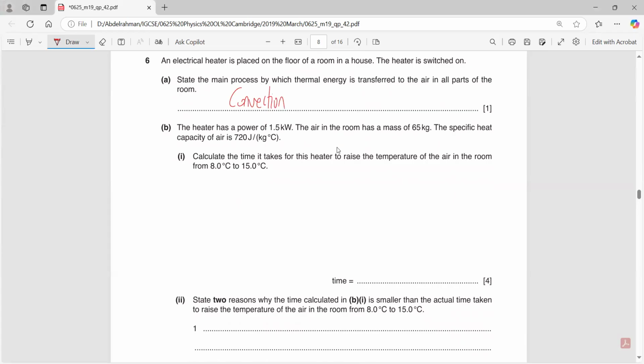Now, we have the power of the heater, the mass of the air, the specific heat capacity. Calculate the time it takes for the heater to raise the temperature from 8 to 15 degrees Celsius. Can I find the energy first? Yes. MC delta T. What is the mass of the air? 65. What is the C? 720. We don't need to convert anything. Delta T is 15 minus 8, which is 7. So 65 times 720 times 7 is 327,600.